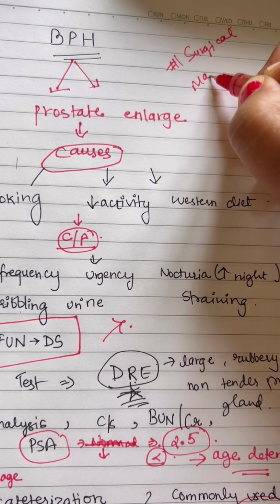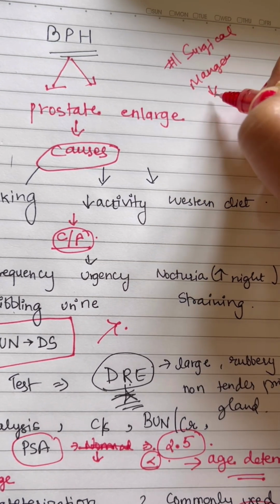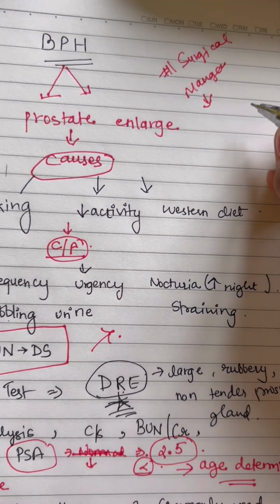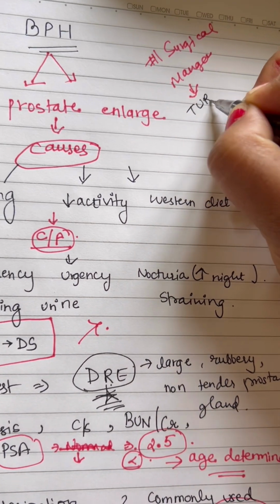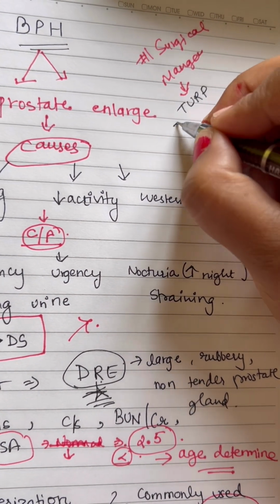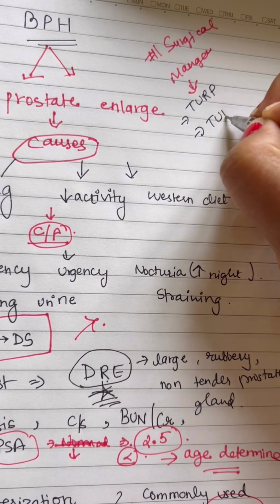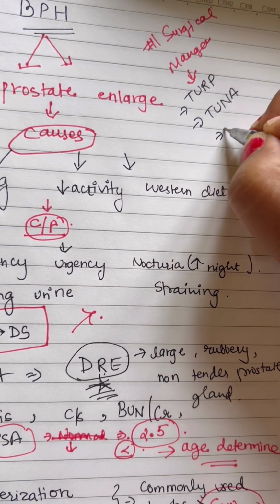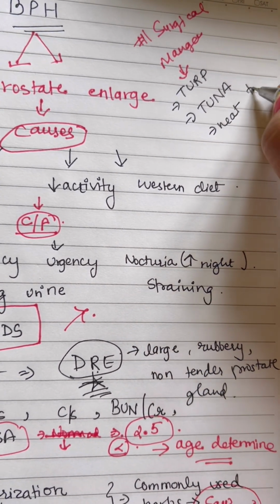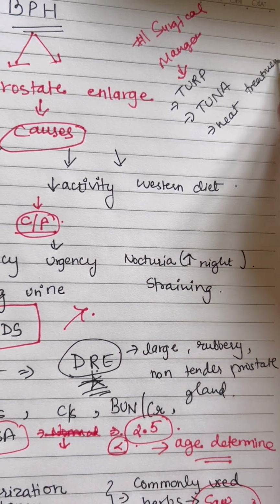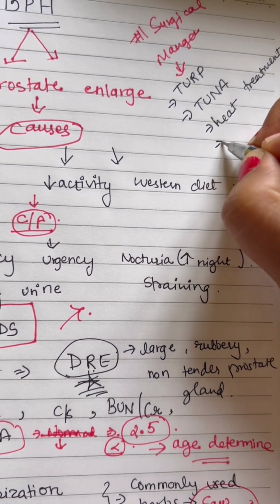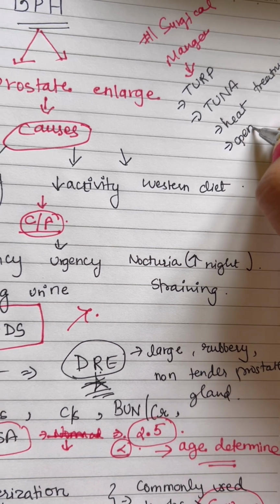Now let's learn about the surgical management of BPH. What are the most common surgical managements which are normally done in case of BPH? Remember TURP. Always study its post-operative and pre-operative interventions that we must know as a nurse. Similarly, other management like TUNA, heat treatment, and similarly prostatectomy is done in surgical management.